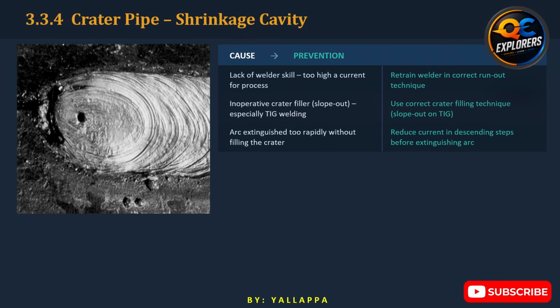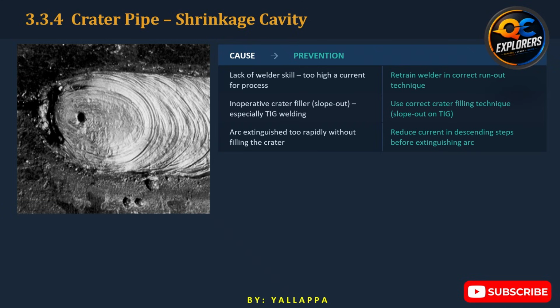The prevention method depends on controlled run termination. In TIG welding, for example, a controlled slopeout can gradually reduce current and allow the crater to be filled before the arc completely extinguishes. The welder should not simply stop the arc abruptly while leaving an unfilled crater. The inspector should pay particular attention to weld run termination areas because this is where crater-related imperfections can develop.